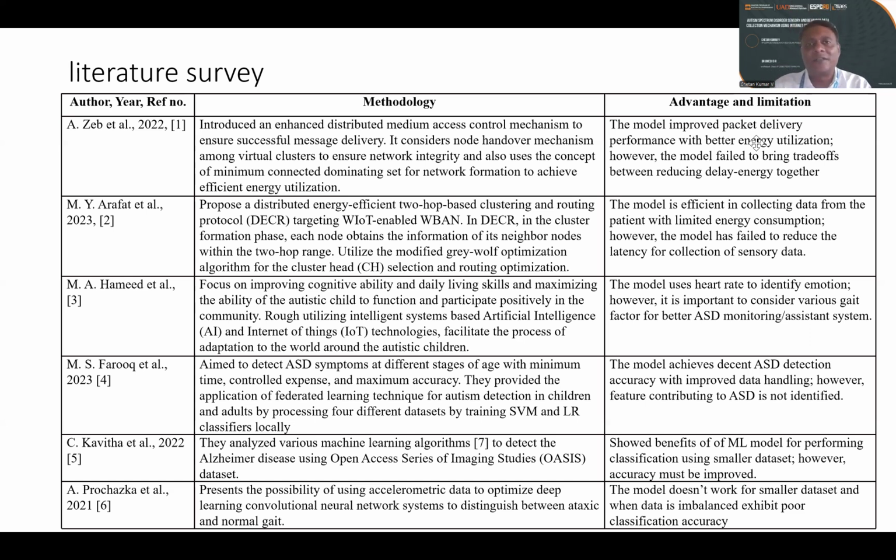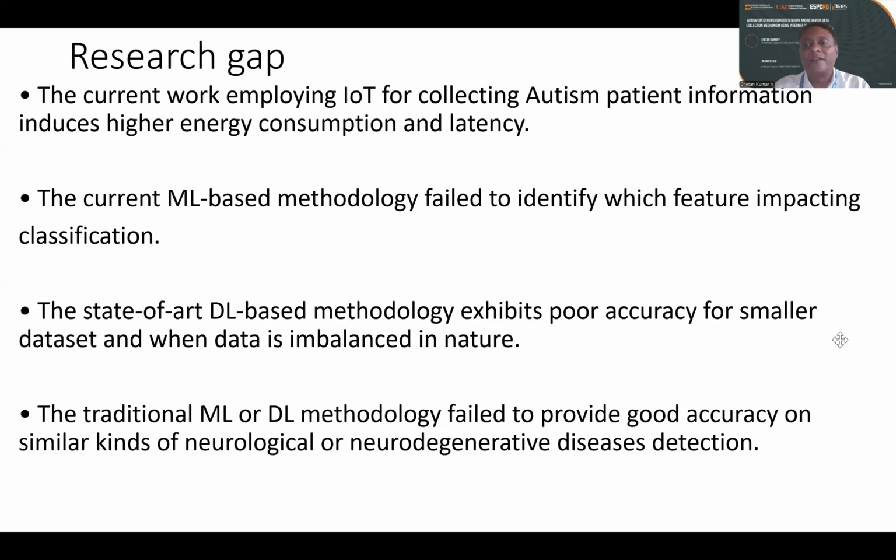Likewise, a lot of literature surveys have been done, and the major focus is on improving the performance of the behavior of autism-affected children by improving the mechanism of data collection from the sensory data side. So that is one point that we are trying to focus on. The research gap that we have found is that current work employing IoT for collecting autism patient information introduces higher energy consumption and latency. The current ML-based methodology failed to identify which features impact the classification. State-of-the-art deep learning-based methodologies exhibit poor accuracy for small data sets, and when data is imbalanced in nature, the traditional ML and DL methodologies failed to provide good accuracy on similar kinds of neurological or neurodegenerative disease detection.